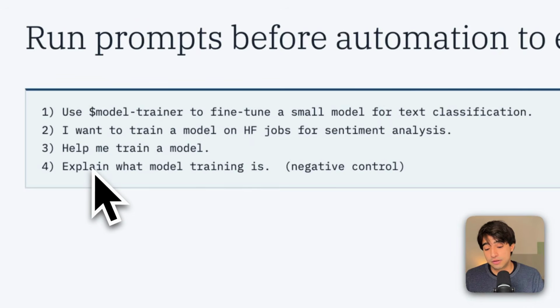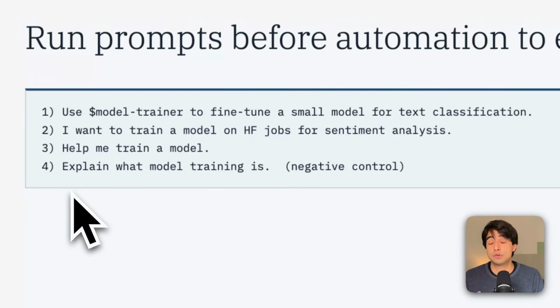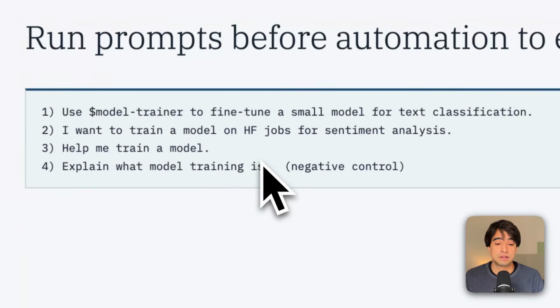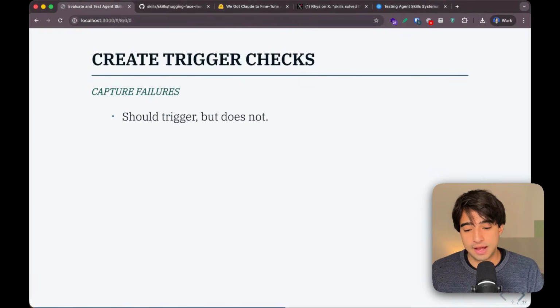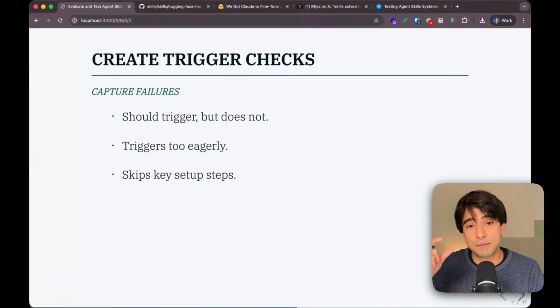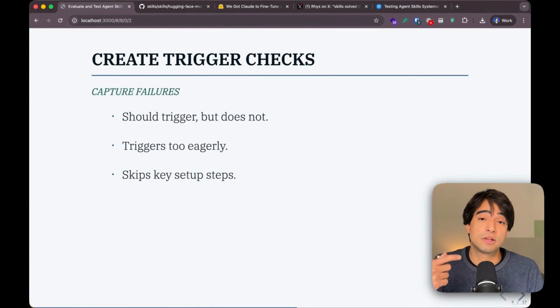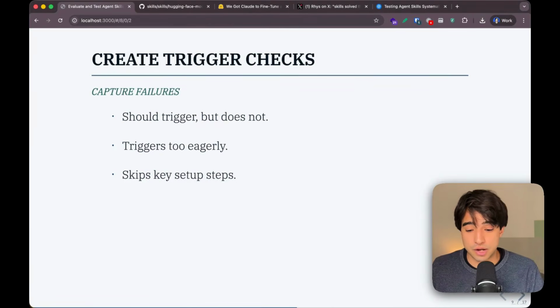And then you should also add some prompts for negative control that should not trigger the skill. So explain what model training is, should not trigger the skill, because we are not going to be starting off the workflow. And of course, as I mentioned before, you should capture the cases when the skill triggers but shouldn't, and when it did not trigger but it should have, so that you can update the description of the skill, because that is the part that your agent sees and that it uses to decide whether it wants to use the skill or not.